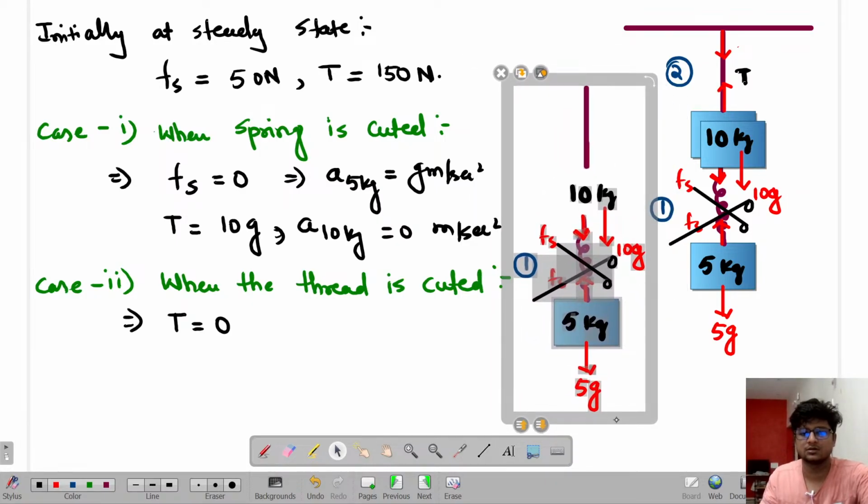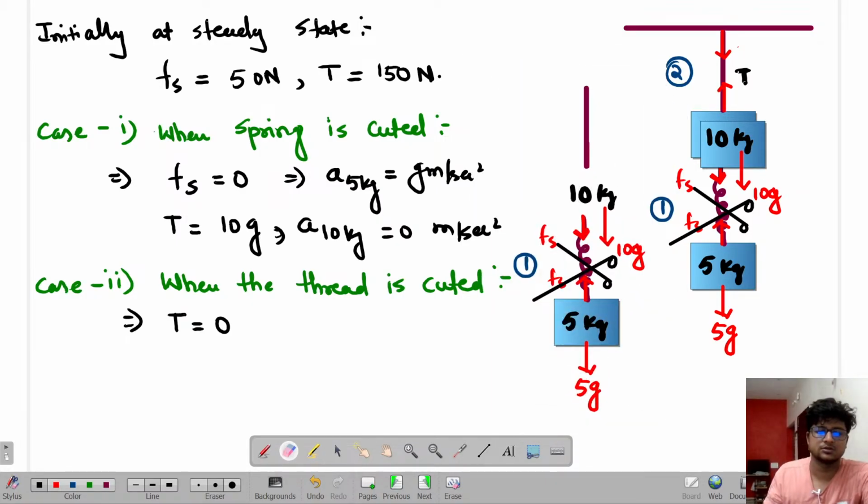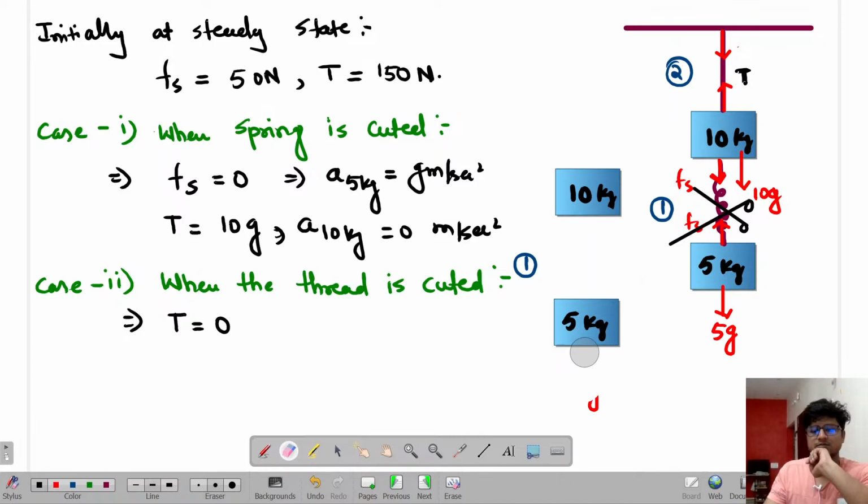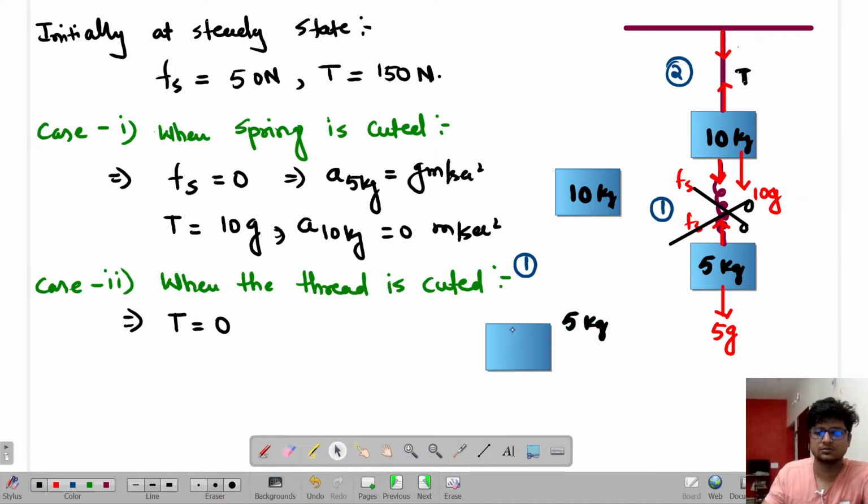Look over here. So in this, this block is here. Is that clear? So now what is happening? I'll remove this. This is case 2. Okay. How will I draw? Well, let me draw over here.